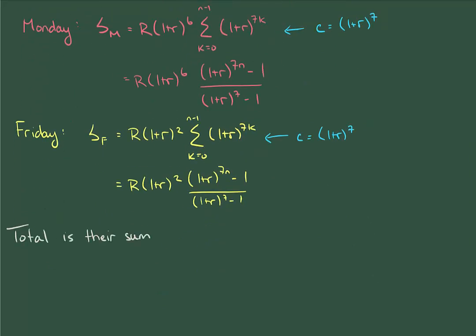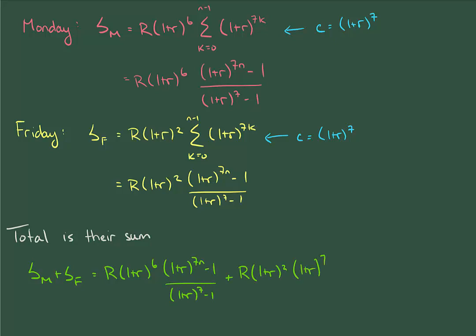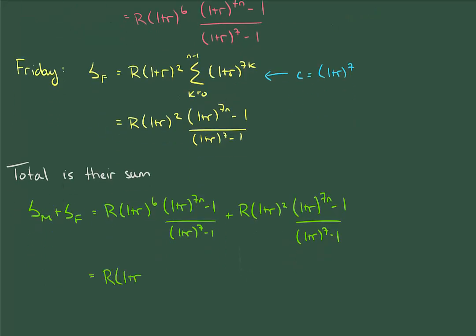Now the total future value is the sum of these terms, which I'm going to write out here. It'll take me a second. And if you like, you can do some extra simplification, right? There's a bunch of common terms to both of these, so we can do a lot of factoring.